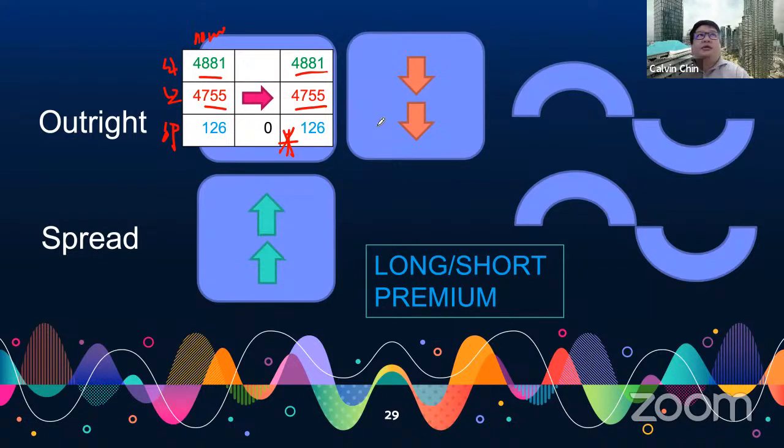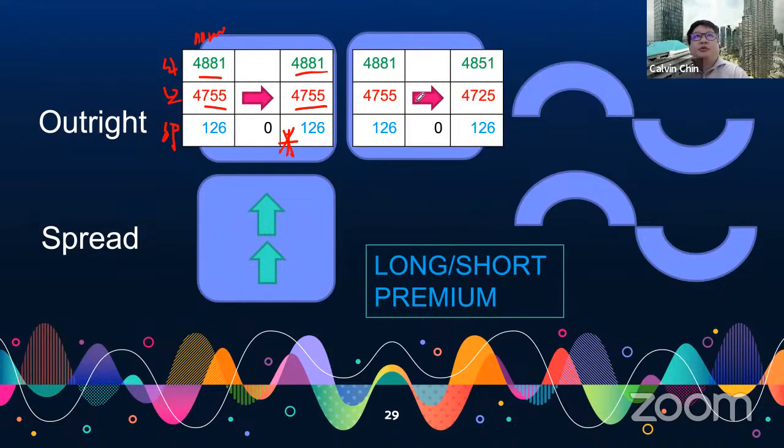Okay. The second one is both also drop, but drop in sync. It means from 881 drop into 851, and then the second leg from 755 drop to 725, meaning 30 points. So both also drop 30 points, then you will see the spread not moving. So you maintain as 126.